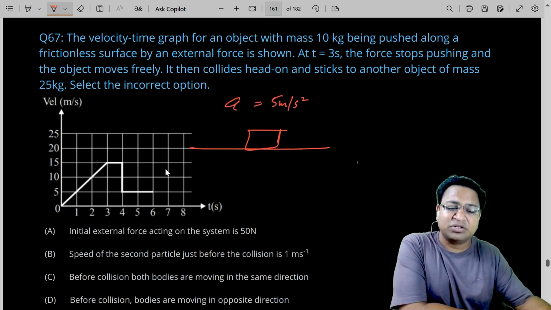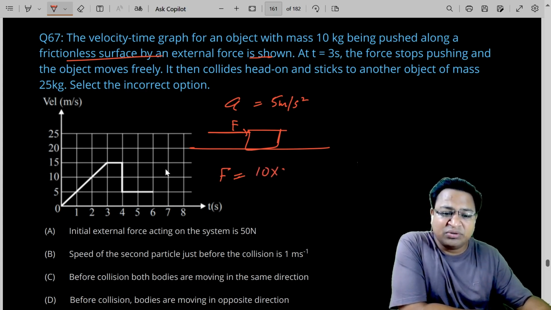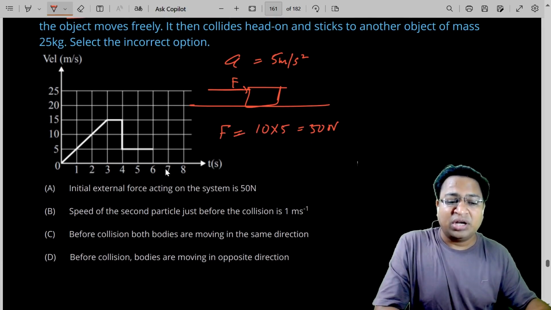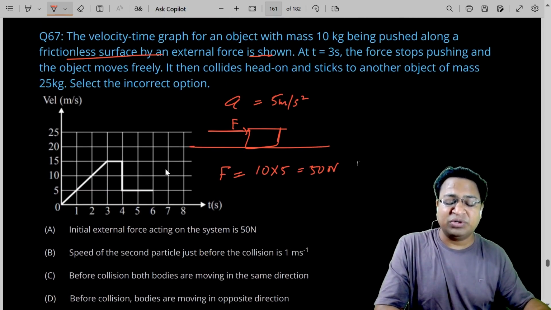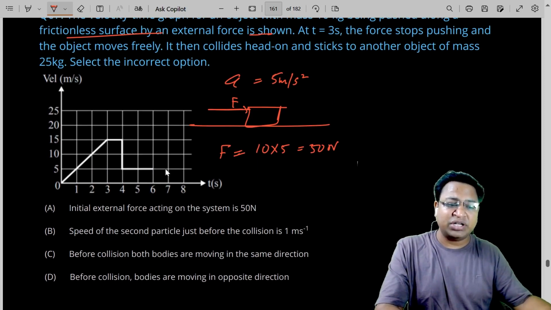Now, this is a block which is moving on a frictionless surface. So if we are exerting a force F, then this F will be equal to mass into acceleration. So that is 50 Newton. Now the speed of the second particle just before the collision is, okay. Now in 3 seconds the velocity has become 15.